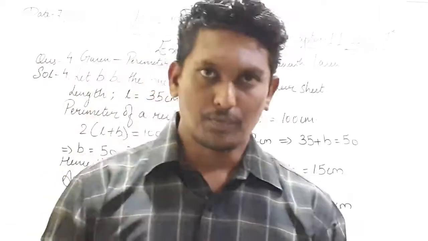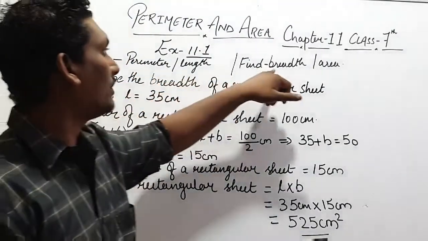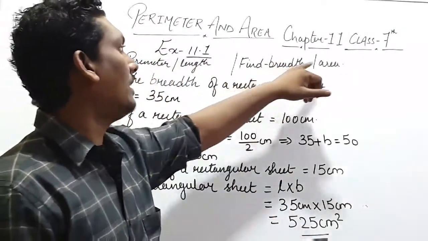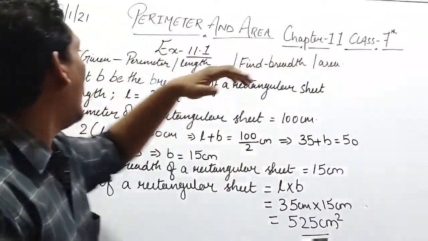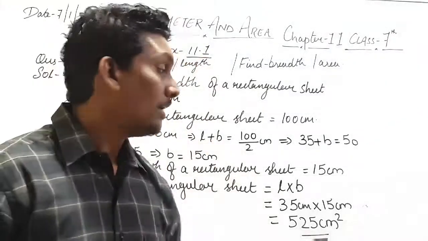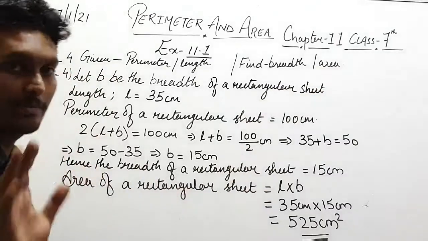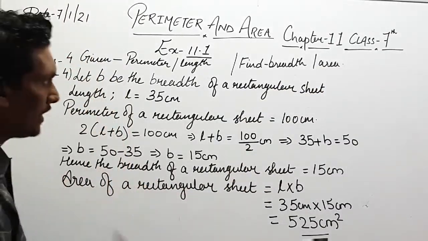Now come to question number 4. In question number 4, we have to find out the breadth as we have found it in the previous question, in the same way, and we have to find the area. These two things we have to find out. What is given here is the perimeter and the length. So don't write this question, this is just for the explanation. First we have to find the breadth here.